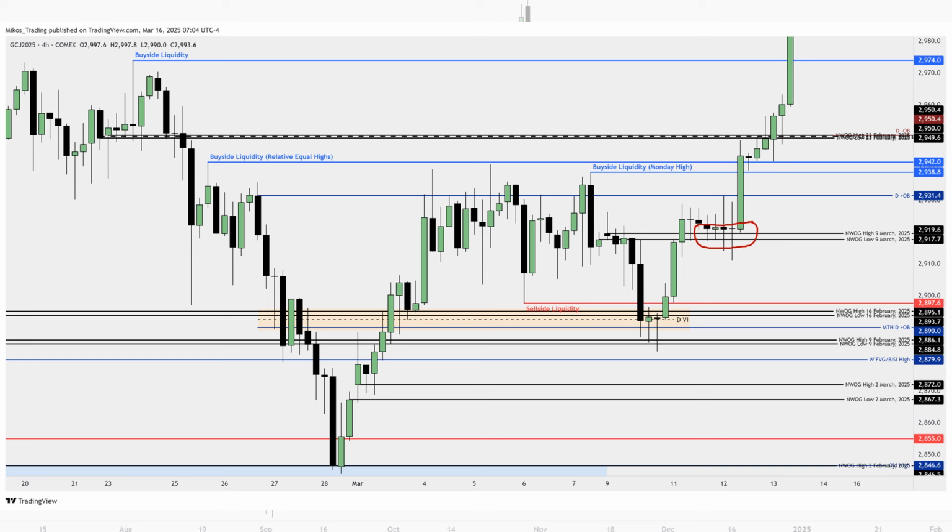Before we move to the intraday charts, I want to draw your attention to the bodies of the 4-hour candles, and how they are respecting the new week opening gap from 9th of March. This is another telltale sign that higher prices were in order for gold.